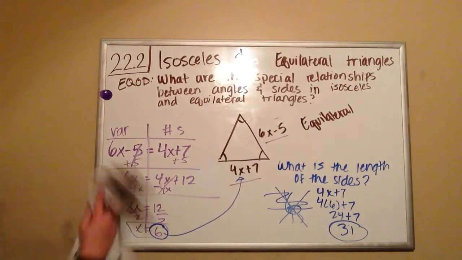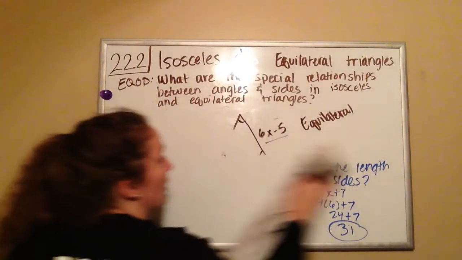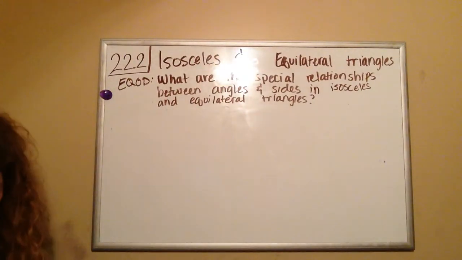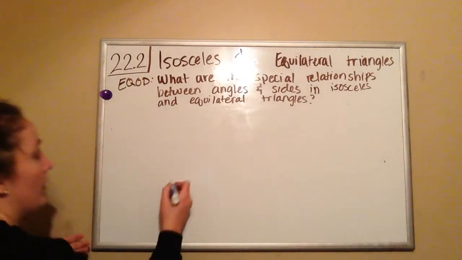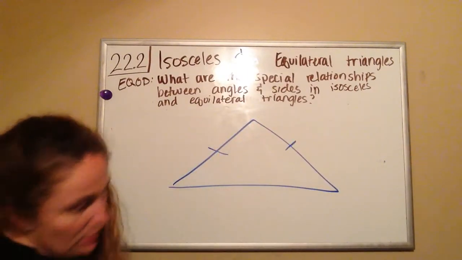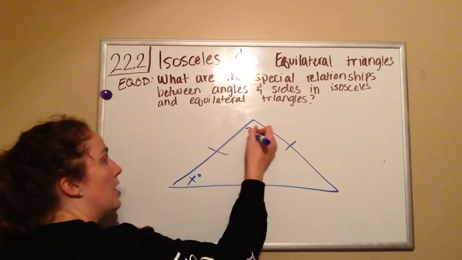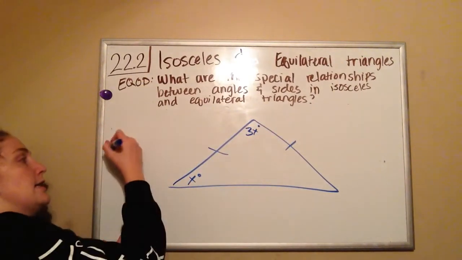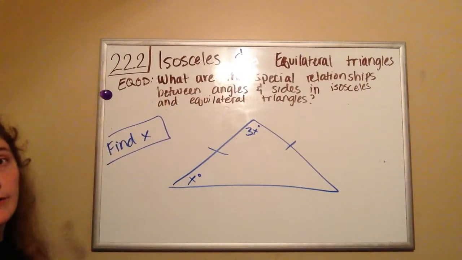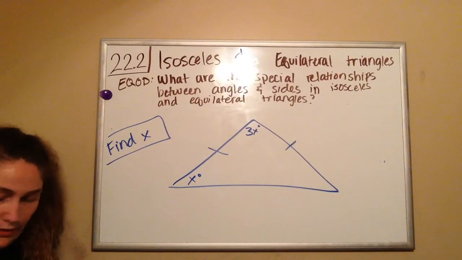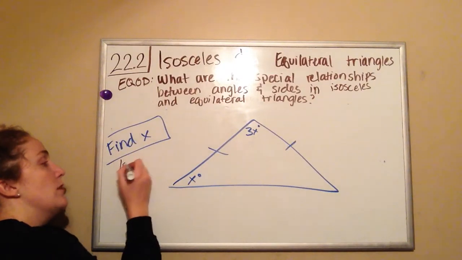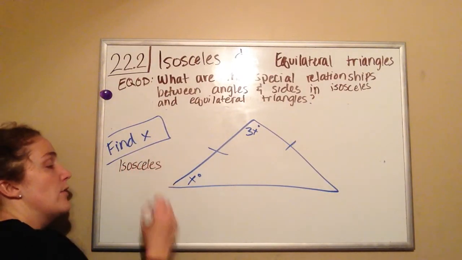Alright, give you guys one similar. Actually, oh wait, I'm going to do one more. Here, this is what I'm given, and I've got x degrees and 3x degrees. And it's asking me to find x. And there is absolutely a way to find x here. So the first thing I'm going to determine is that this is an isosceles triangle. And the reason I know that is because two of the sides are congruent. So it is isosceles.